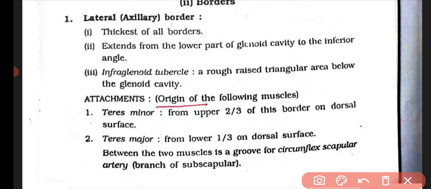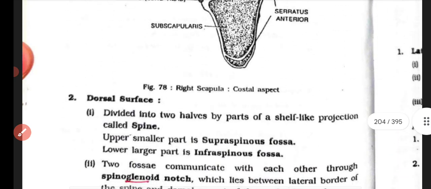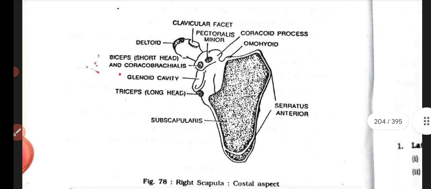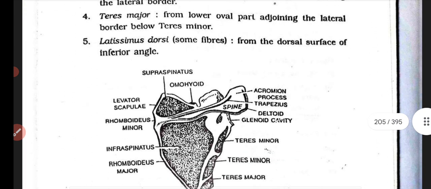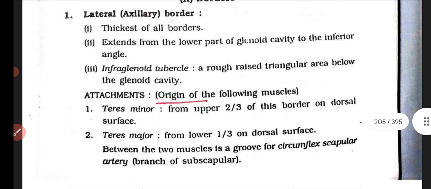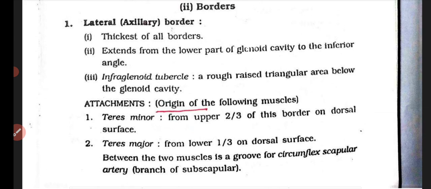And number 3 point is the infraglenoid tubercle: a rough raised triangular area beneath the glenoid cavity is known as the infraglenoid tubercle. Beneath the glenoid cavity there lies the infraglenoid tubercle. Now here comes the origin of the following muscles.